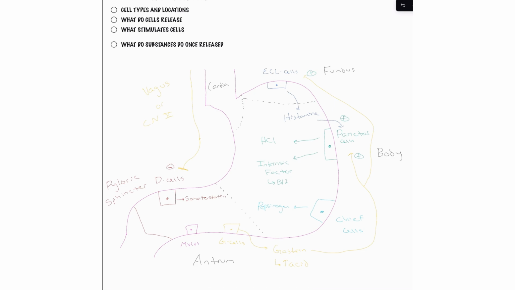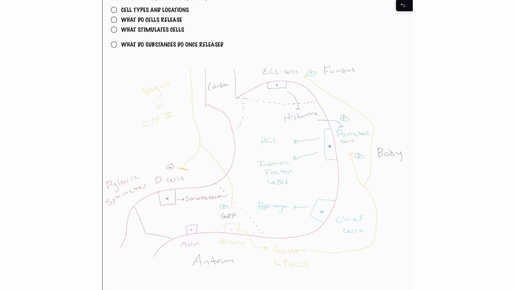The next place it's going to go is actually to the G cells. Okay, so it's going to come down here and it's going to act on the G cells through the release of something called GRP. So let's write that in. This is GRP, gastrin releasing peptide. Okay, so this is a positive stimulus out of these G cells. So it's saying, let's ramp up the gastrin production.